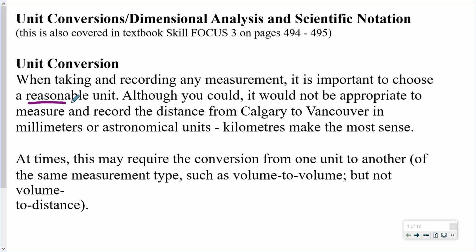So yeah, it does need to be a reasonable unit. Just like I say here, if you're talking about distances traveling, say, between Calgary and Vancouver, it doesn't make any sense to talk about a measurement being in something really, really tiny like millimeters, or something way, way too big like the average distance between the Earth and the Sun, astronomical units. Kilometers is what, of course, makes the most sense for that kind of a measurement.